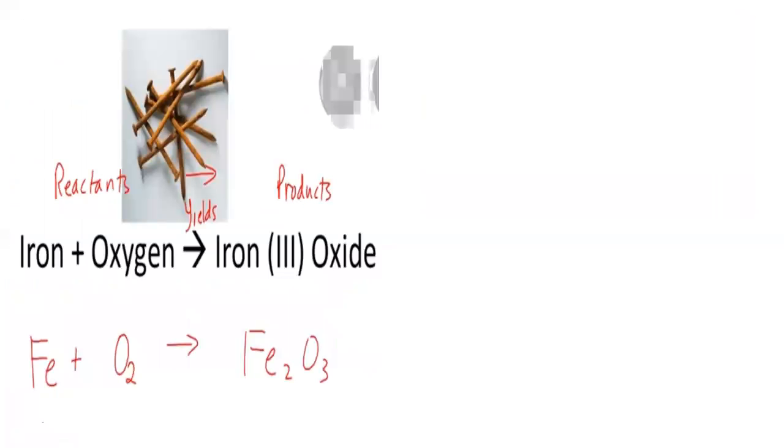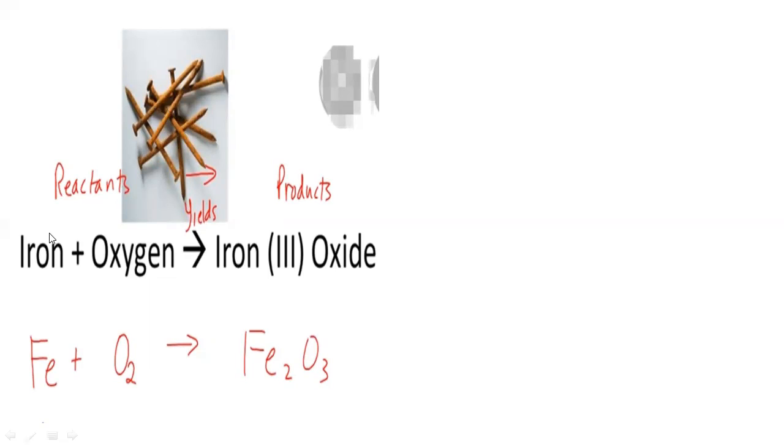Another example is rusting of iron. You can see here the iron nails, and they are silver in color, but after rusting, you can see the color changes from silver to brown. These brown colors are actually the rust which sticks to the surface of iron.